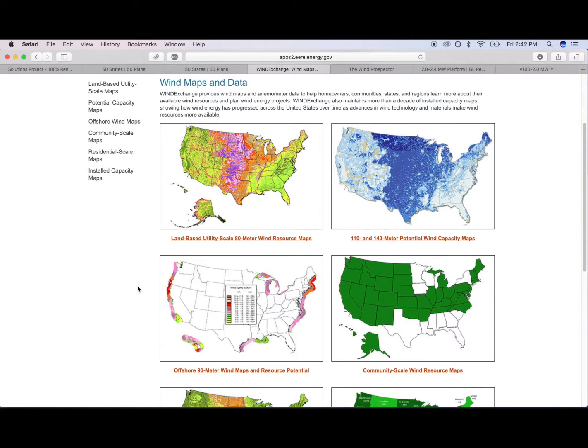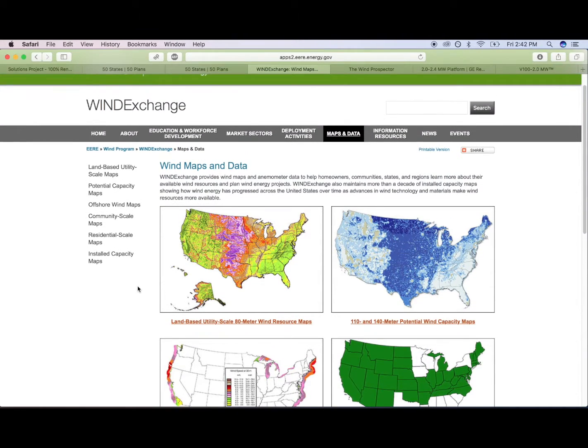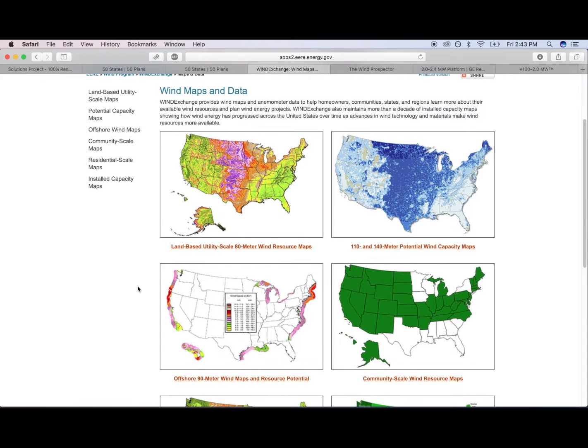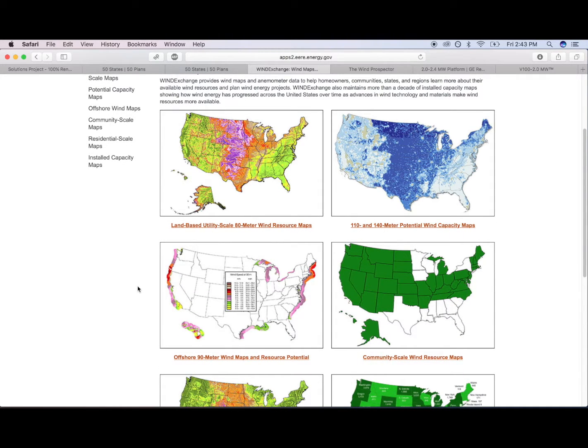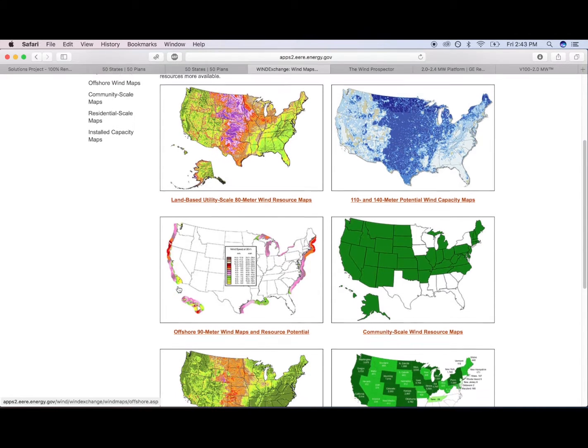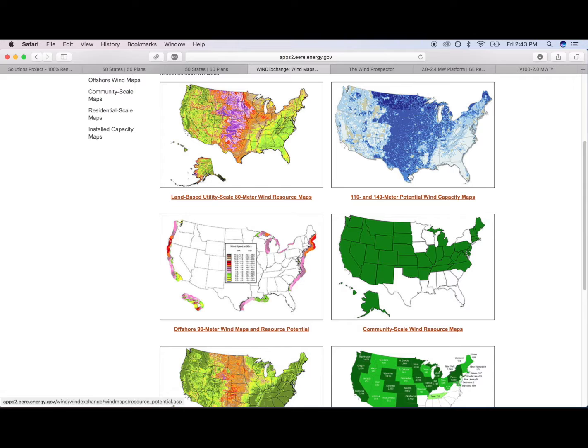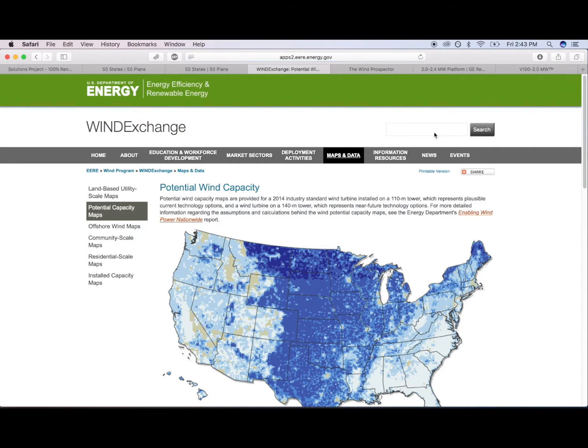Okay, so these maps have been developed in large part by the National Renewable Energy Laboratory. The National Renewable Energy Laboratory is basically like NASA for renewable energy. It's funded by the US government and does a lot of really good research. So we're going to be interested in two maps: the on-land wind capacity potential, and the offshore wind potential. So let's click into one of these.